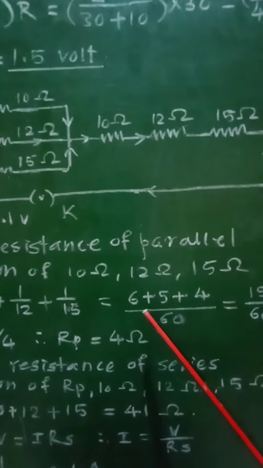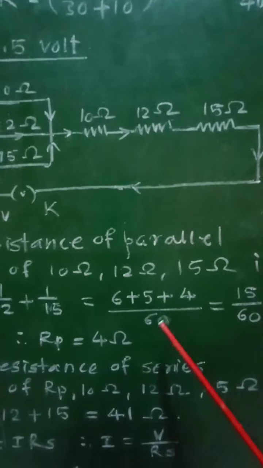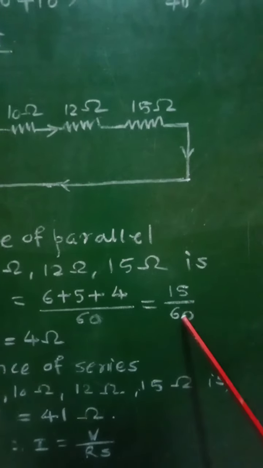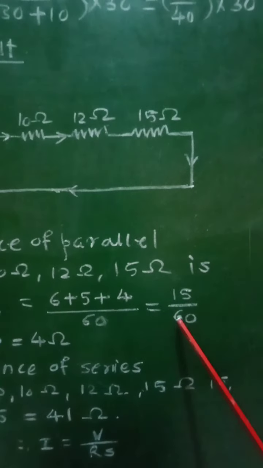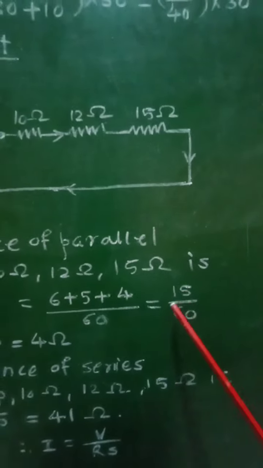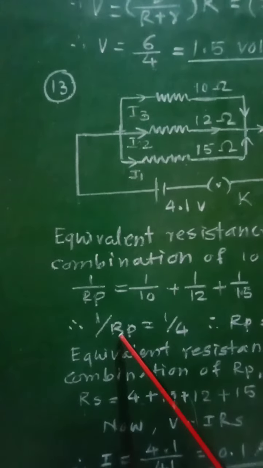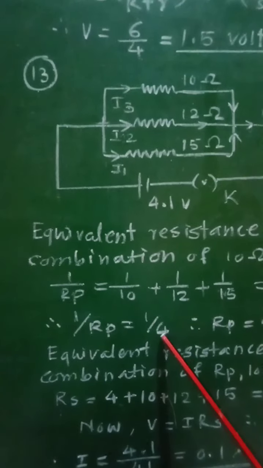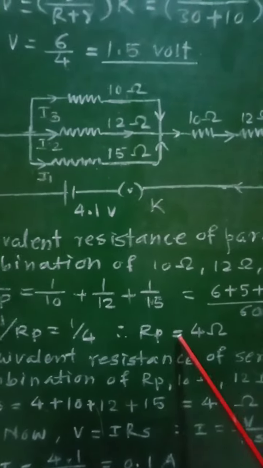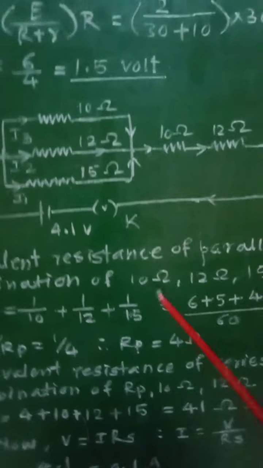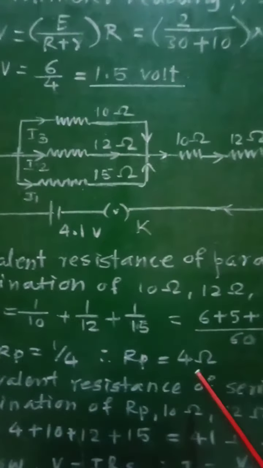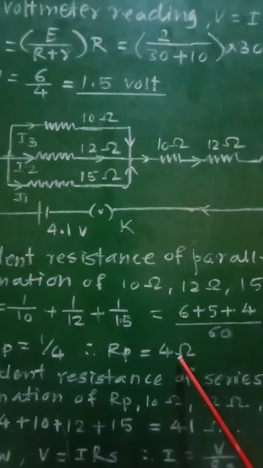Simplifying it, we will get 6 plus 5 plus 4 upon 60, that comes out to be 15 by 60. So again it will be written as 1 upon Rp equal to 1 by 4. As 1 by Rp equal to 1 by 4, therefore Rp will be equal to 4 ohm, and therefore the equivalent resistance of this parallel combination comes out to be 4 ohm.